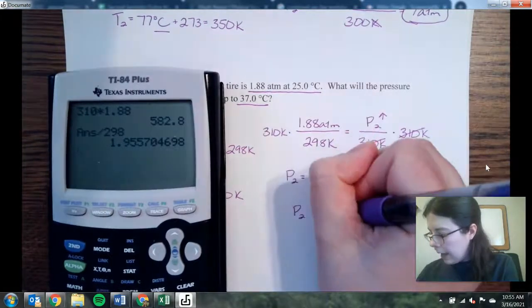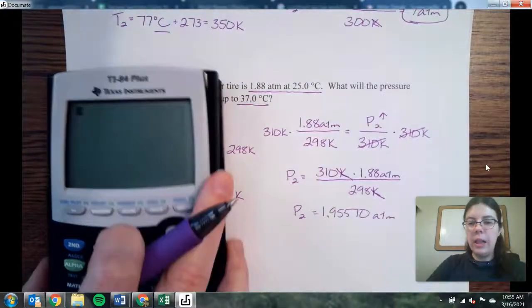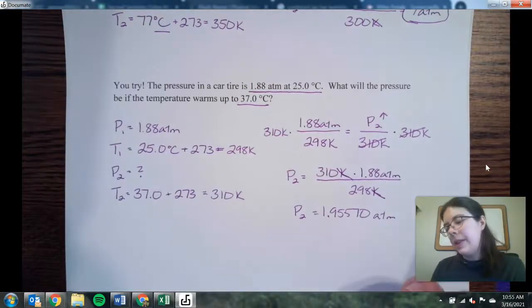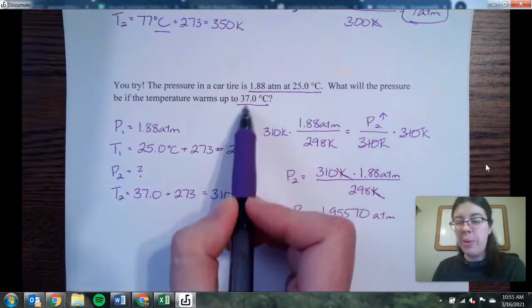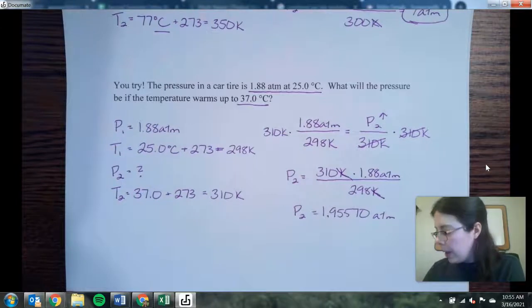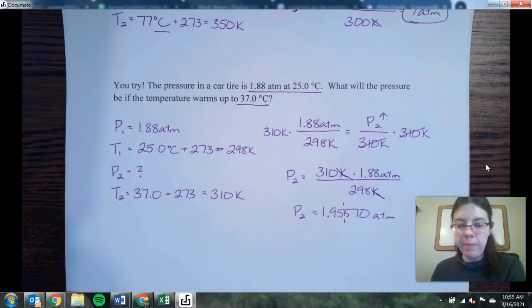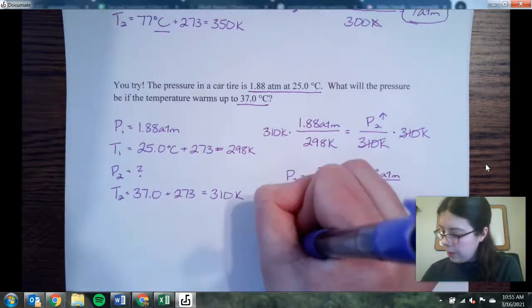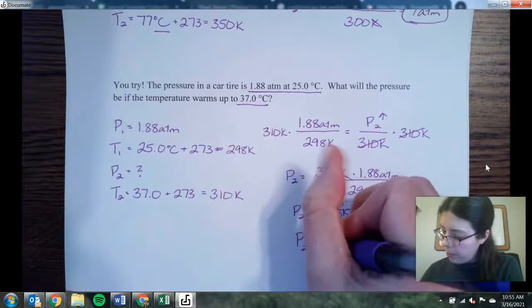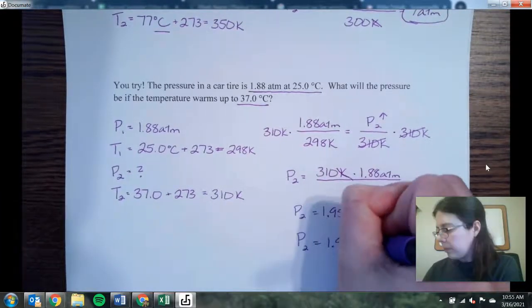1.9557. Okay, but we do want to think about sig figs. Remember, we want to go to the smallest number of sig figs. So we have 3 sig figs here, 3 here, and 3 here. So we want 3 sig figs in our final answer. So we are going to chop it off after the first 5. But since we have a 5 following, it means we round it up. So our P2 is going to be 1.96 atmospheres.